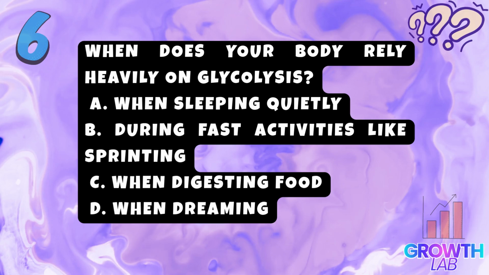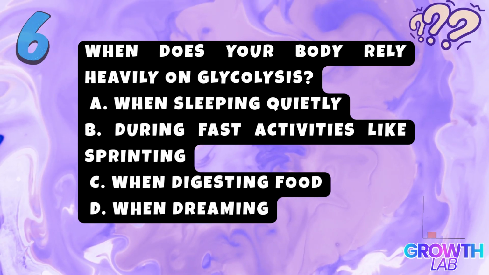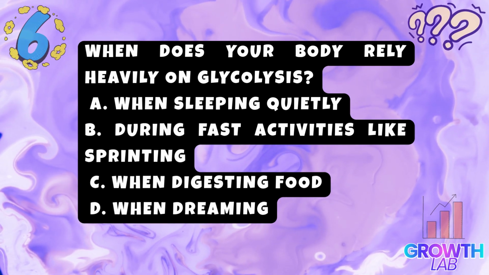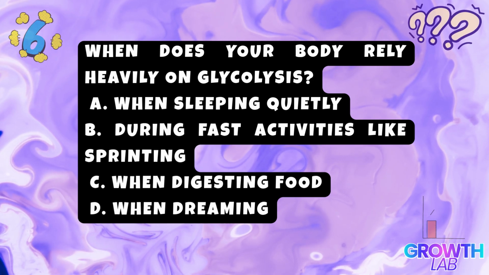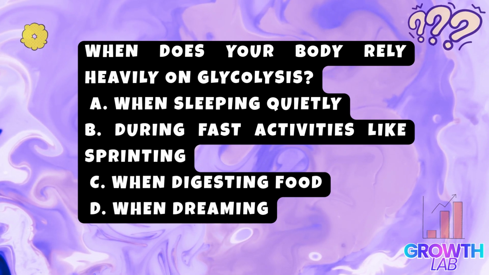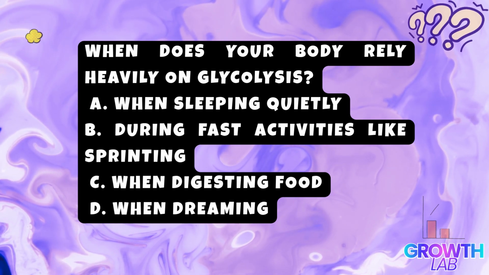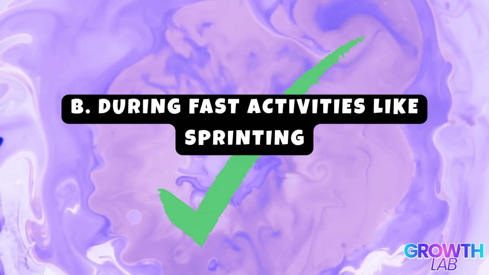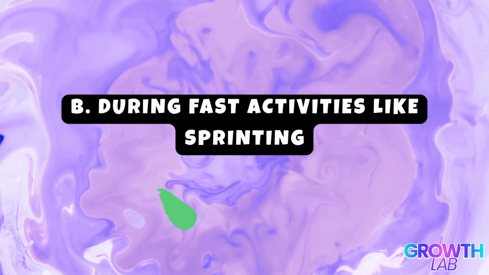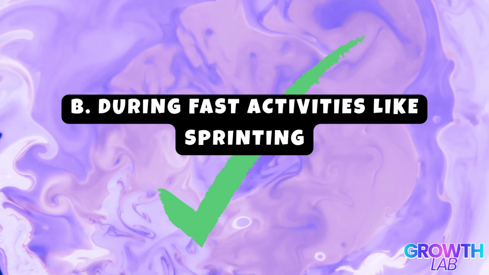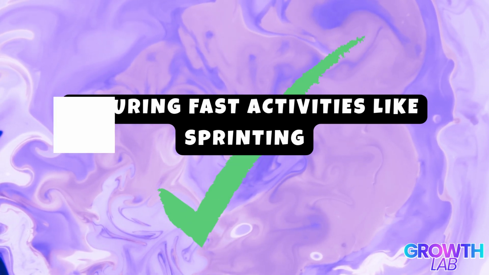Question 6. When does your body rely heavily on glycolysis? Answer options are: Option A, when sleeping quietly. Option B, during fast activities like sprinting. Option C, when digesting food. Option D, when dreaming. Correct option is option B. During fast activities like sprinting. Fast muscle activity depends on quick ATP production.